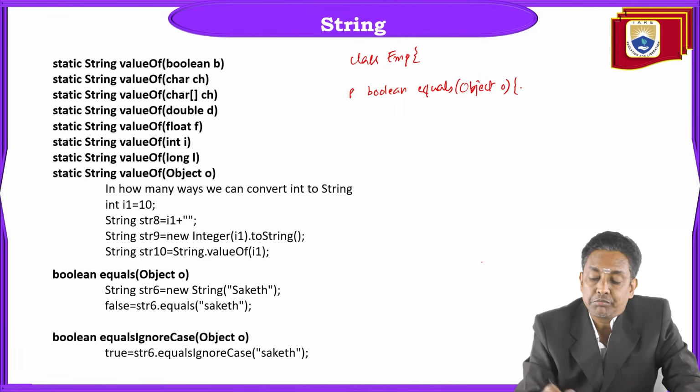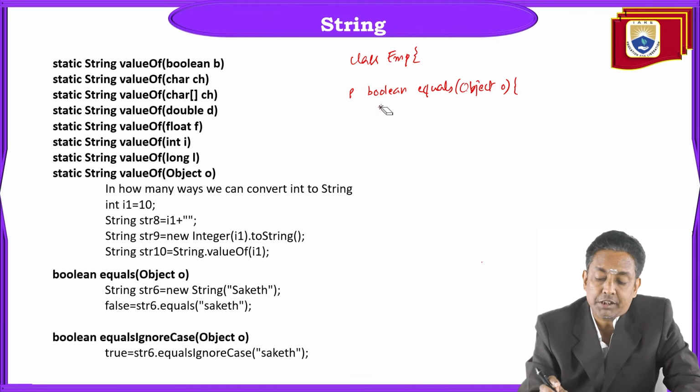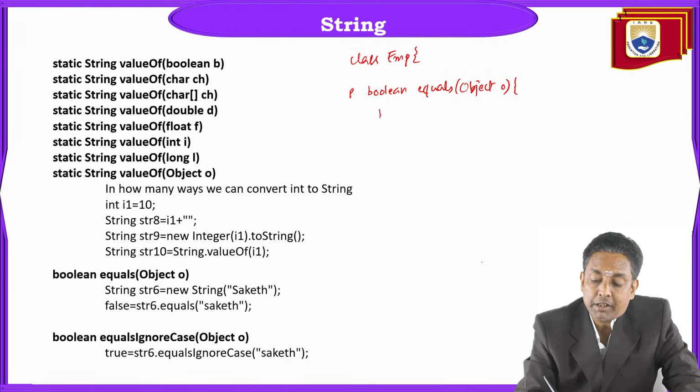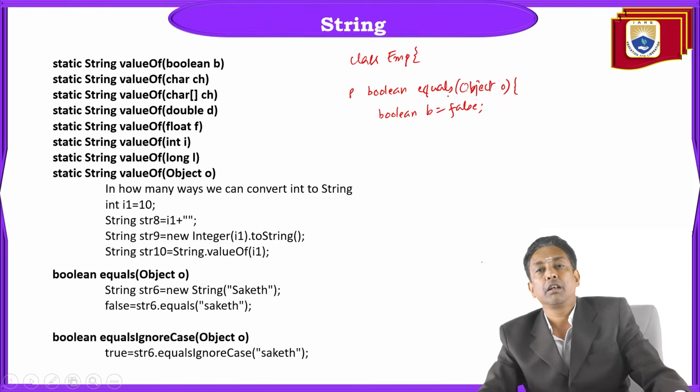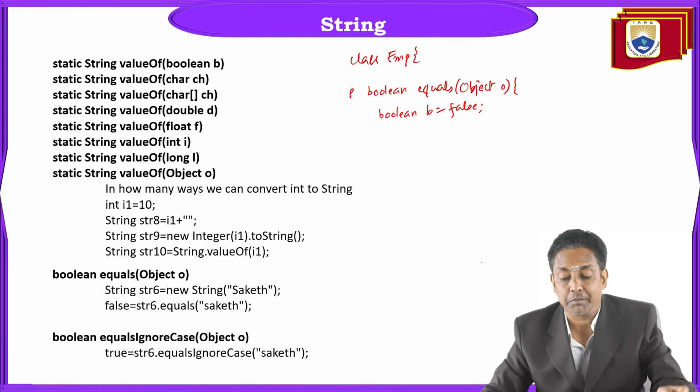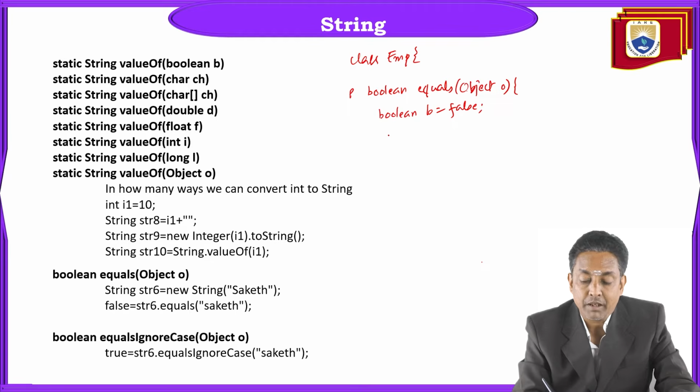Immediately what we should do, we should internally check. First of all, in the method, you always declare one local variable whose type is equal to your equals method return type. boolean b is equal to false. And then you check first.